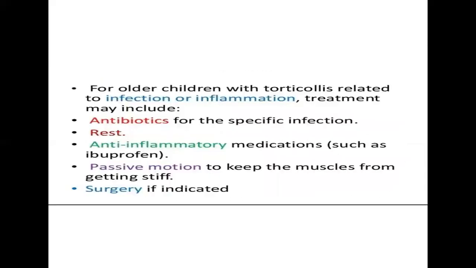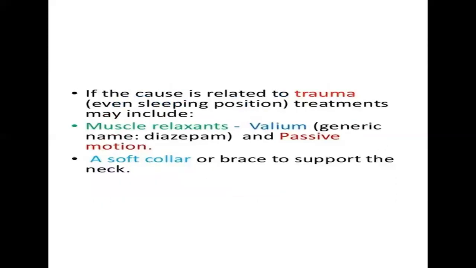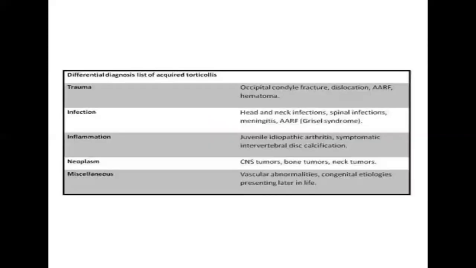For older children with torticollis related to infection or inflammation, treatment may include antibiotics for the specific infection, rest, anti-inflammatory medications such as ibuprofen, passive motion to keep the muscle from getting stiff, and surgery if indicated. If the cause is related to trauma or sleeping position, treatments may include muscle relaxants such as Valium, generic name diazepam, passive motion, and a soft collar or brace to support the neck. Differential diagnosis list of acquired torticollis.